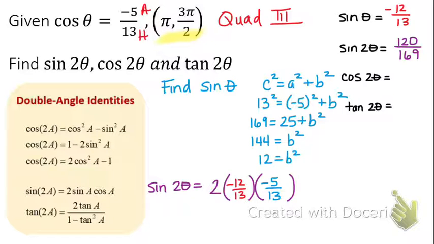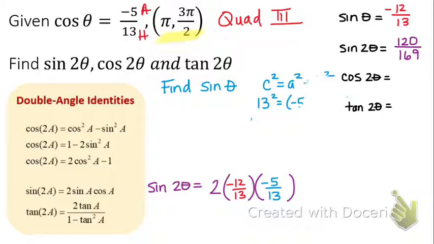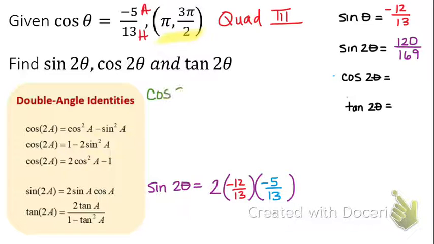All right, so now let's move on to the cosine double angle. For cosine double angle, again, we have 3 choices. And again, if I know sine and cosine, I always use the first one. To me, that one is just easier to work with. So I'm going to use that first one.